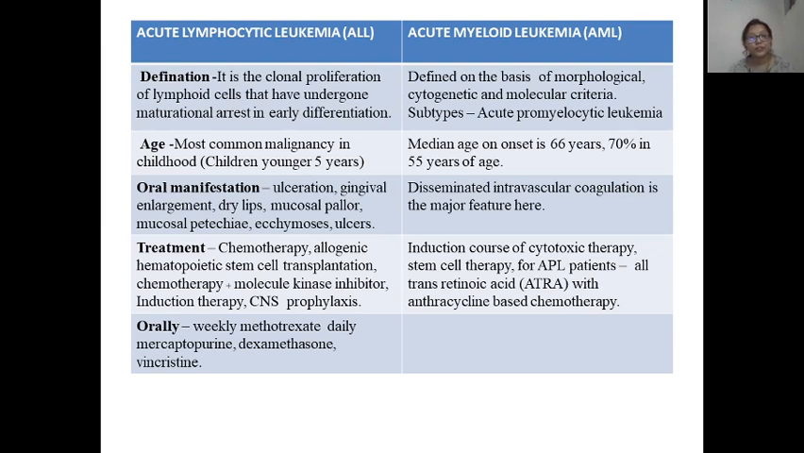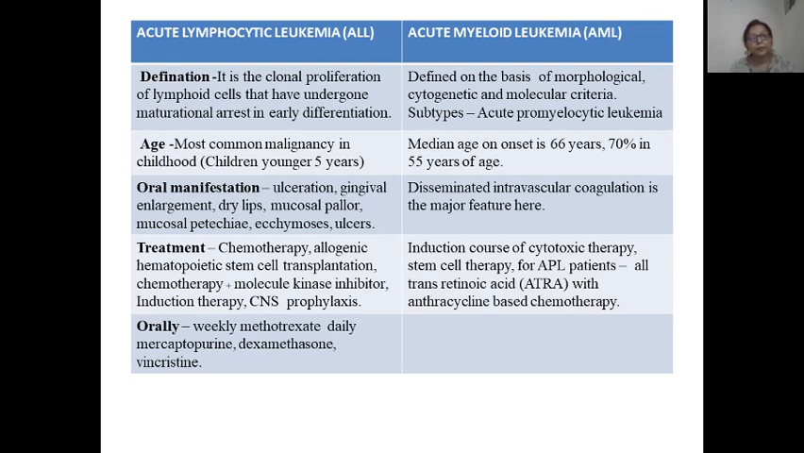Now, this is a tabulation showing acute lymphocytic leukemia and acute myeloid leukemia. Now, the definition: acute lymphocytic leukemia is a clonal proliferation of lymphoid cells that have undergone maturational arrest in early differentiation, and it is more common in childhood, in children younger than 5 years of age. Oral manifestations include ulceration in the mouth, gingival enlargement, dry lips, mucosal pallor, mucosal pathology, ecchymosis, and ulcers. The treatments given are chemotherapy and allogenic hematopoietic stem cell transplantation.